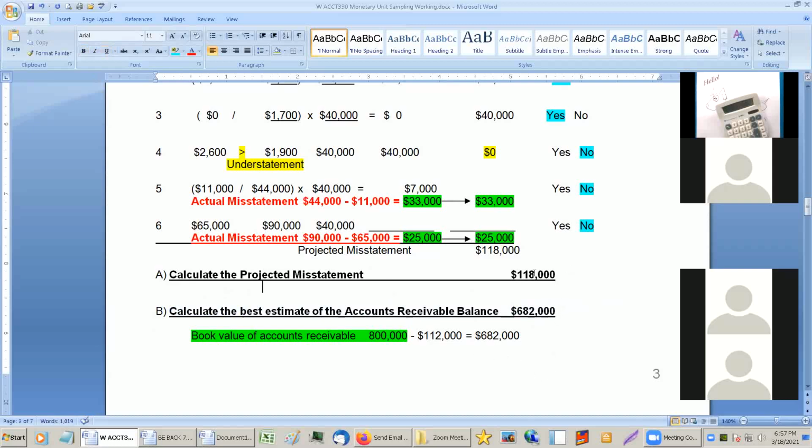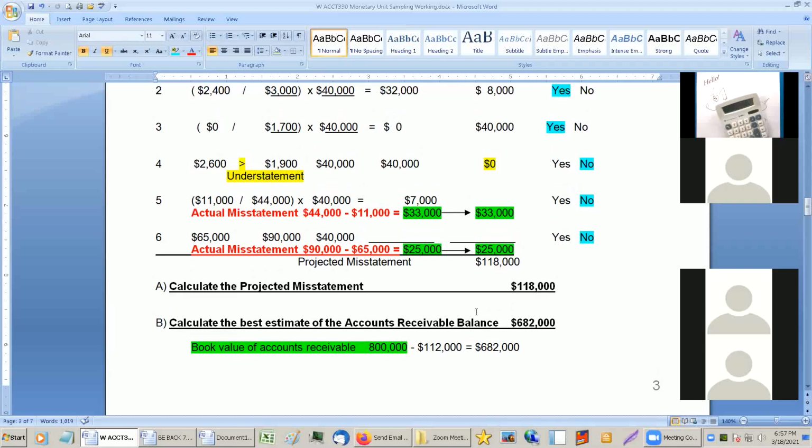So we're saying that the accounts receivable balance is misstated by 118,000, where our projected balance is 682,000. And this would be our best estimate of what it is.